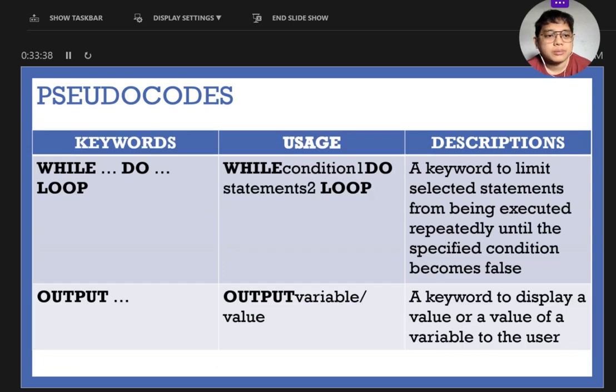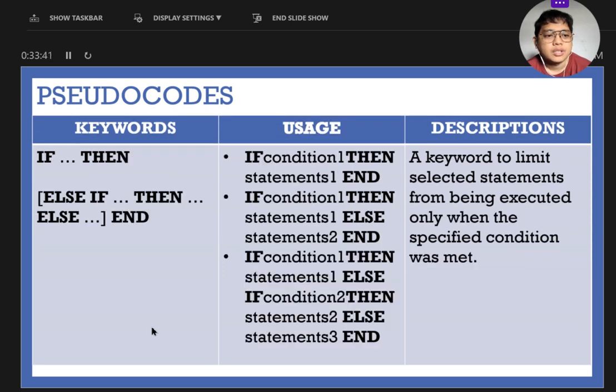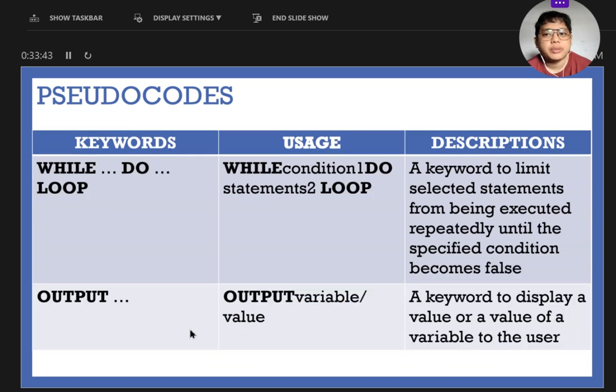Next, we have the while-do loop. So this is how to use the while-do loop: while condition one is met, do this, then loop. It is a keyword to limit selected statements from being executed repeatedly until the specified condition becomes false.